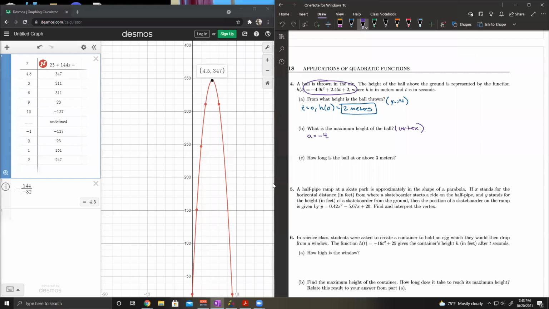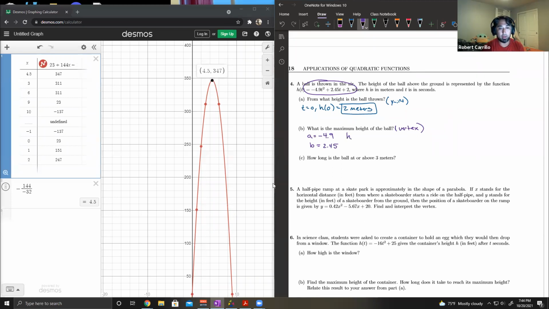Negative 4.9. Good. What is the value of B? 2.45. Now we have all the information to help us find the vertex. We first have to start off by finding H. Remember, H is negative B over 2A, and that'll give me negative 2.45 over 2 times negative 4.9. This gives me negative 2.45 over 2 times 4.9.